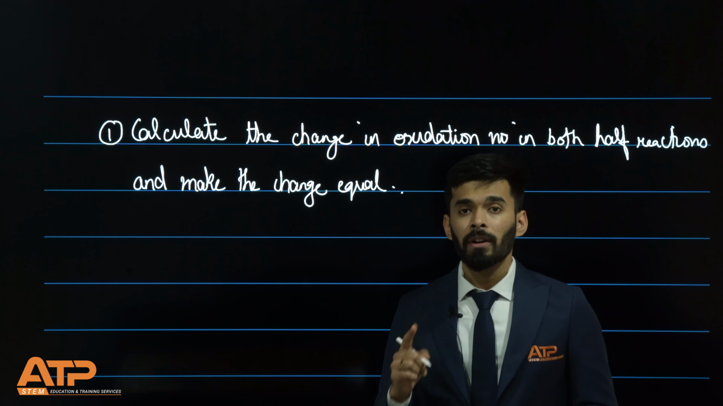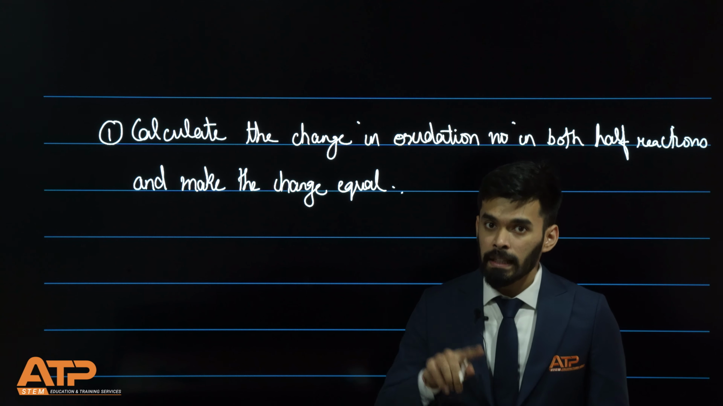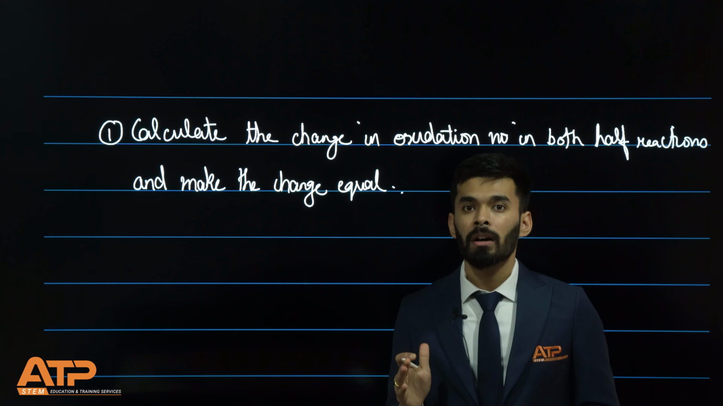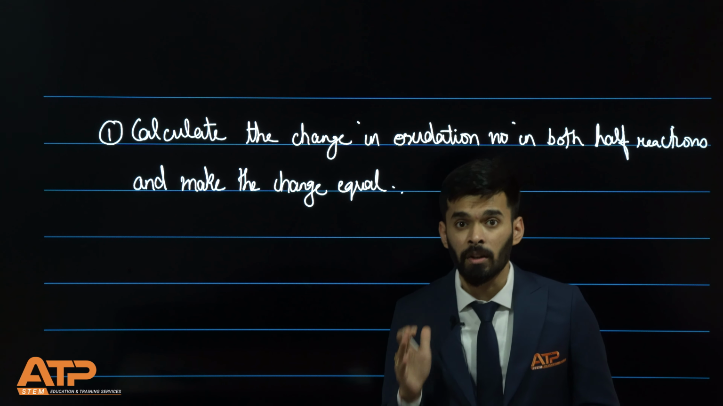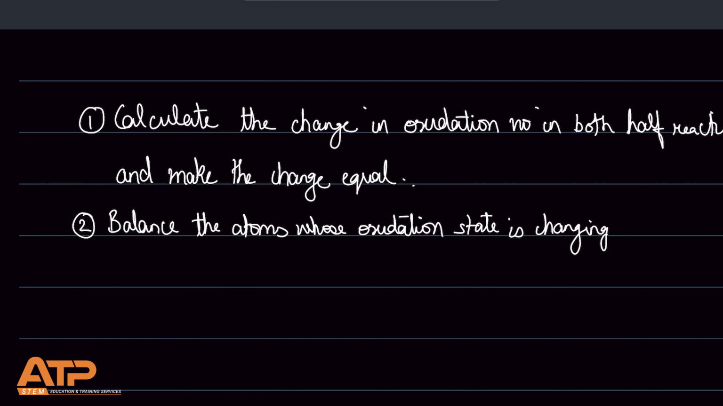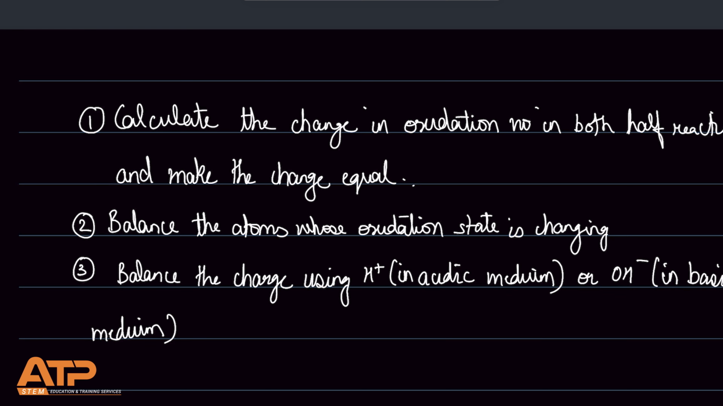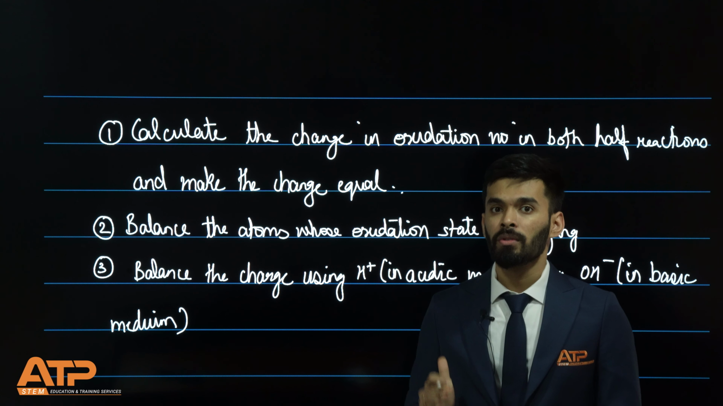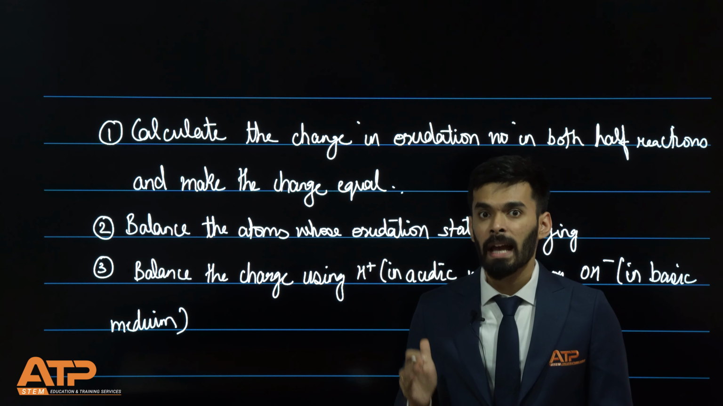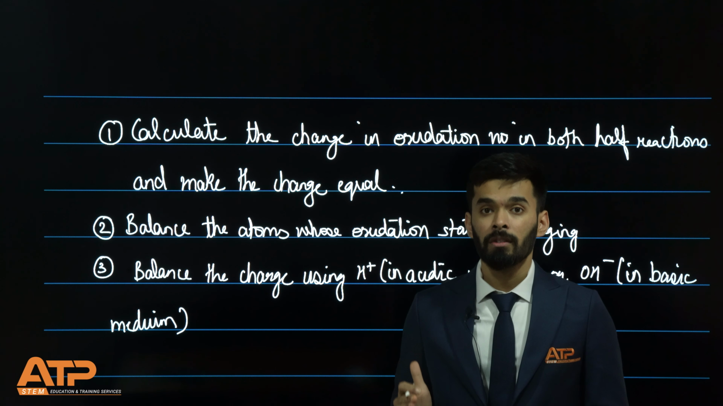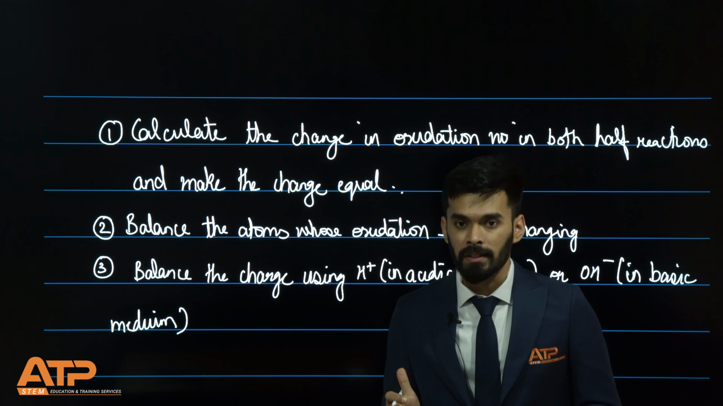Let's begin. The first step is to calculate the change in oxidation number in both half reactions and make the change equal. The second step is to balance those atoms whose oxidation state is changing. The third step is to balance charge. Now this step depends upon the medium. If the medium is acidic, we will use H plus to balance the charge, and if the medium is basic, we will use OH minus to balance the charge.